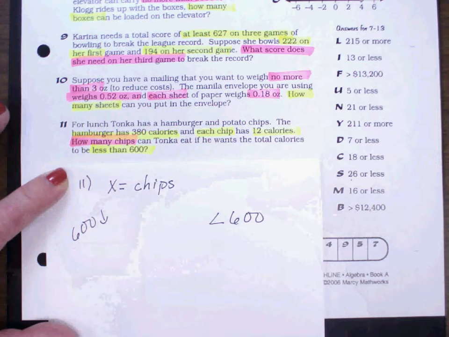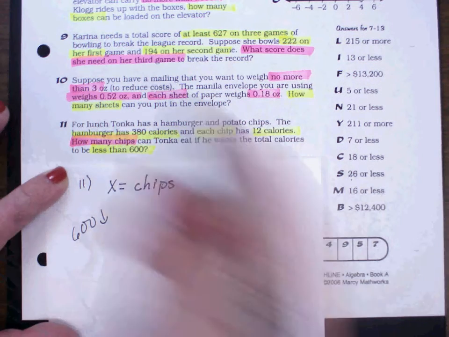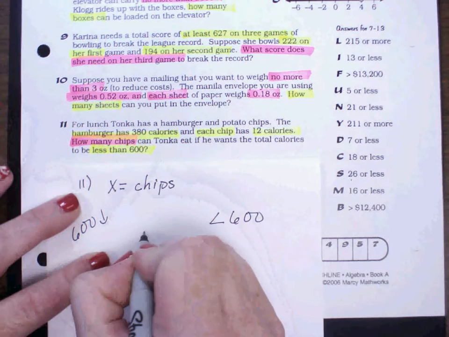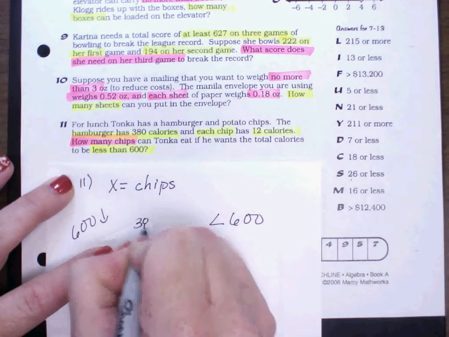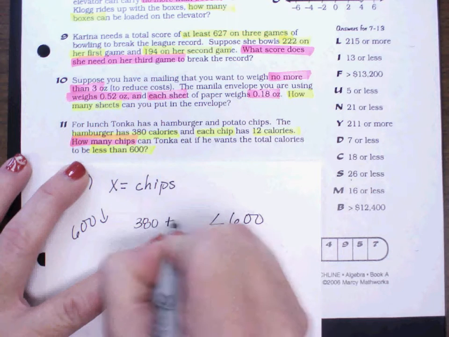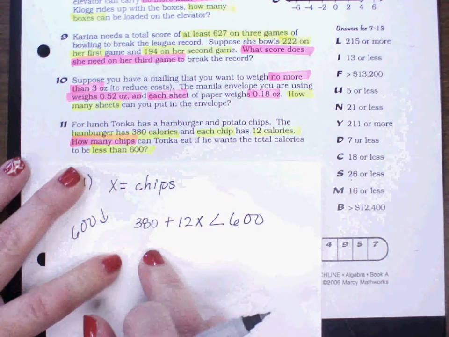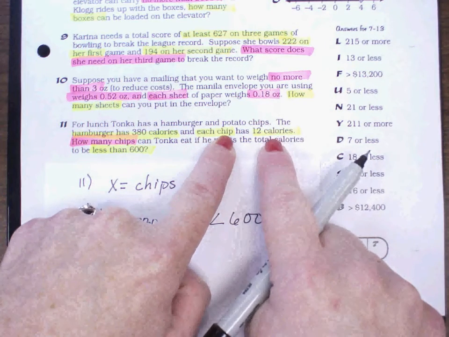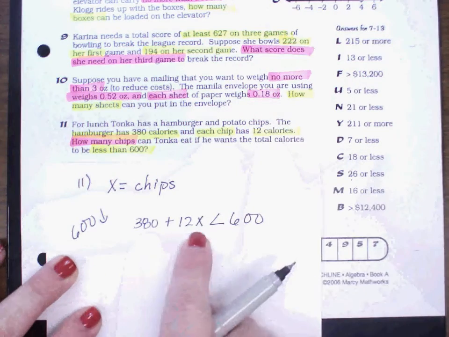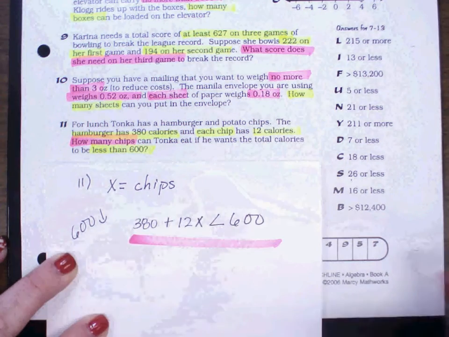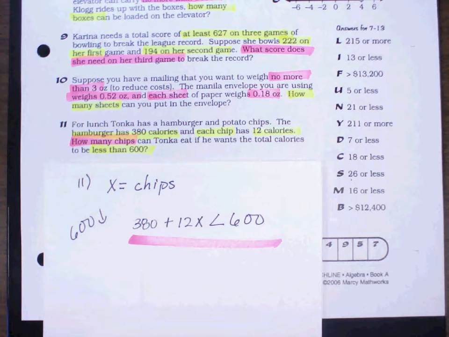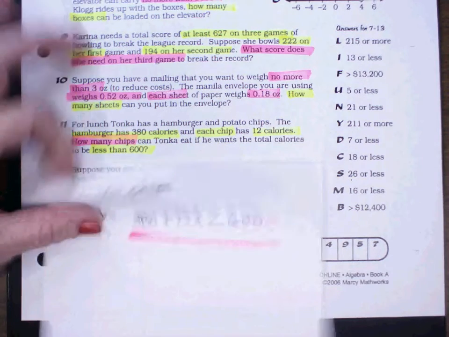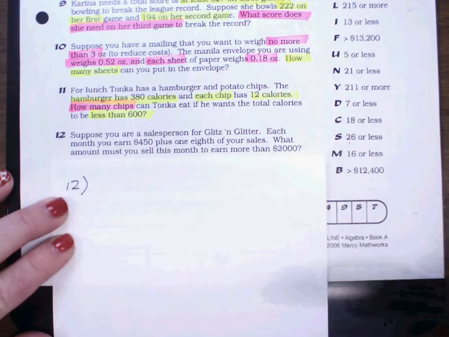All right. So what goes on this side? He's eating a hamburger and you don't know how many chips he can eat. So let's put the other side. Talk to me. 380 plus 12x, not 380x, because what is x? Your chips, not your hamburger, right? So 12 is the one that needs to go with the x. All right, let's go to 12.